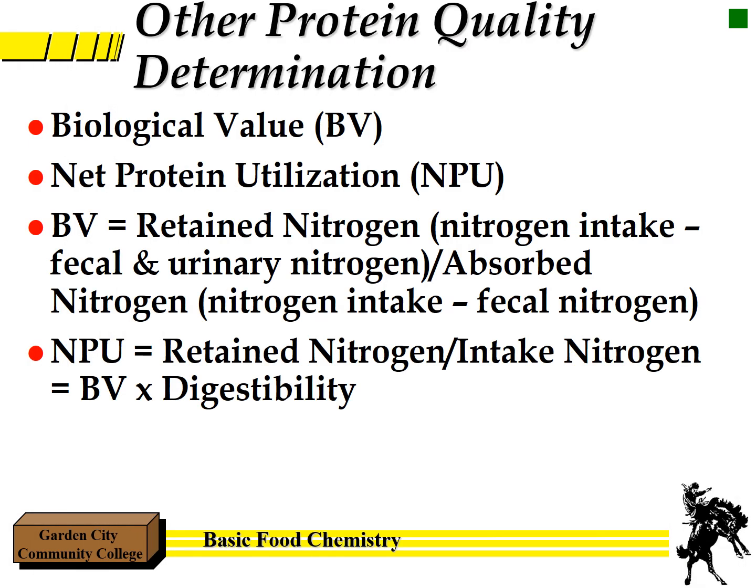So I mentioned biological value on the previous slide, and here it is in an NPU, which is net protein utilization. So the biological value is the retained nitrogen, so nitrogen intake minus fecal and urinary nitrogen divided by the absorbed nitrogen. So basically nitrogen intake minus fecal nitrogen. So basically that means those that have a higher biological value are more readily used in the body and there are less losses of nitrogen going out into the fecal material or byproducts. Net protein utilization is retained nitrogen divided by intake nitrogen. So basically, you're really looking at biological value times digestibility.